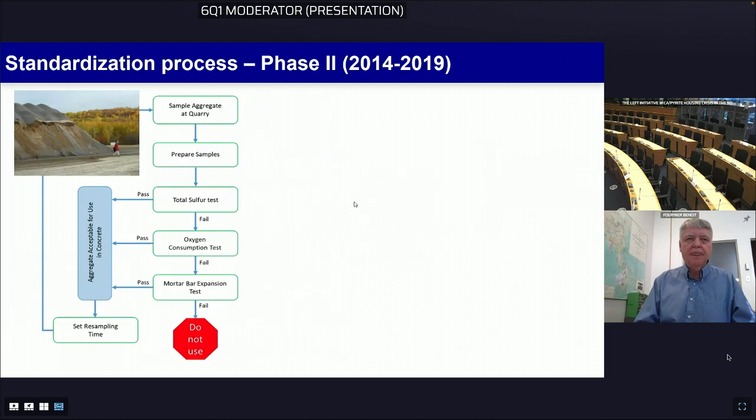Next slide, please. So if we simplify that sketch that we just saw, then the step-by-step approach is characterized by the sampling of the aggregate in the quarry that you want to evaluate, preparing the specimen for testing in the laboratory, and then a number of steps relating to different test methods that can be used. Next slide, please.